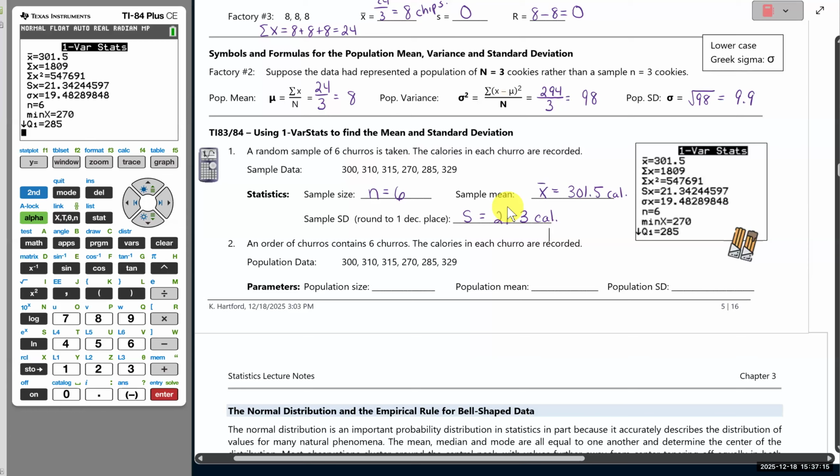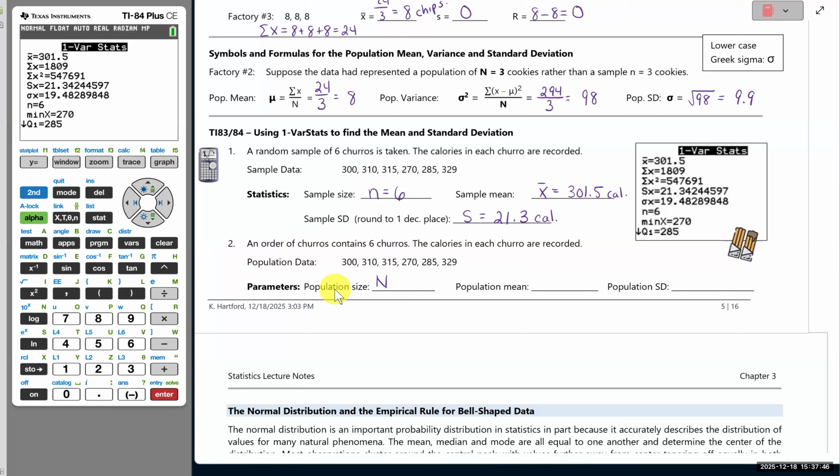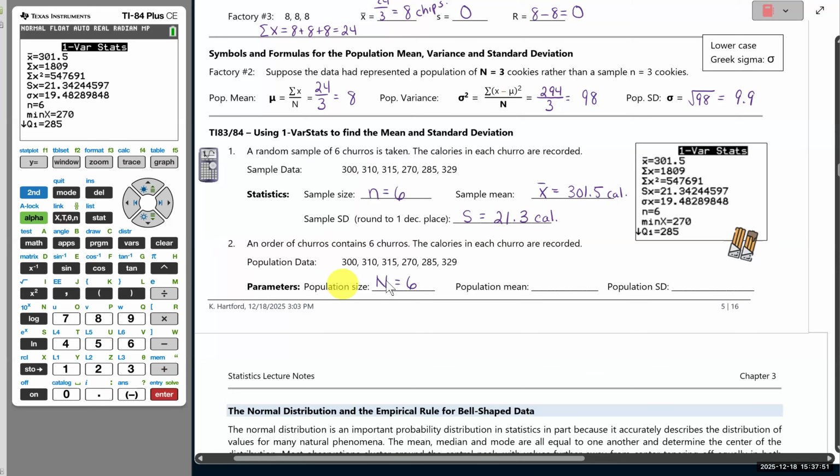All right, so what if this was an order of churros that had 6 churros? So it's not a sample. This is the entire order. Otherwise, they would have said it was a sample. So for this population of churros in this order, I kept the values the same, but now we know that we're talking about parameters. So parameters describe populations. So population size, instead of a lowercase n, it's uppercase N, but it's still 6 churros.